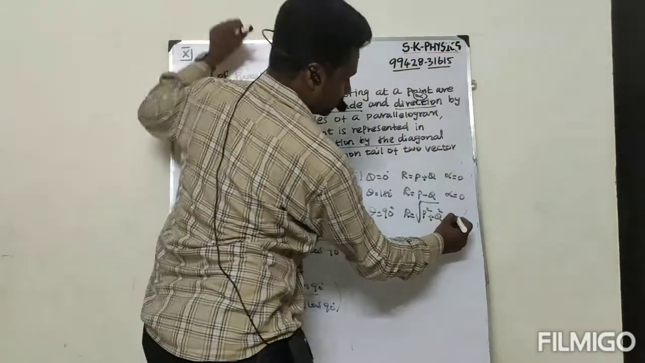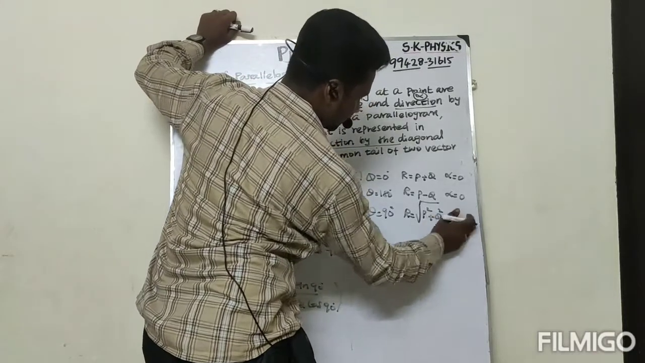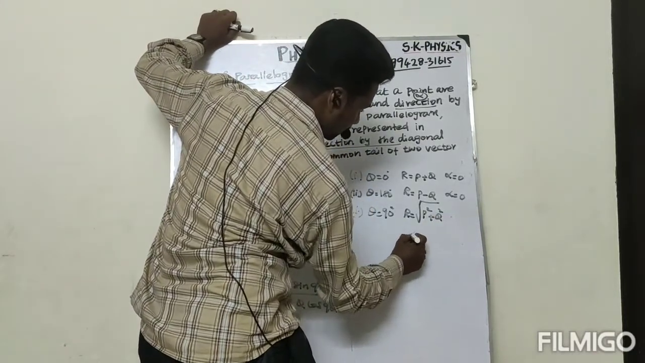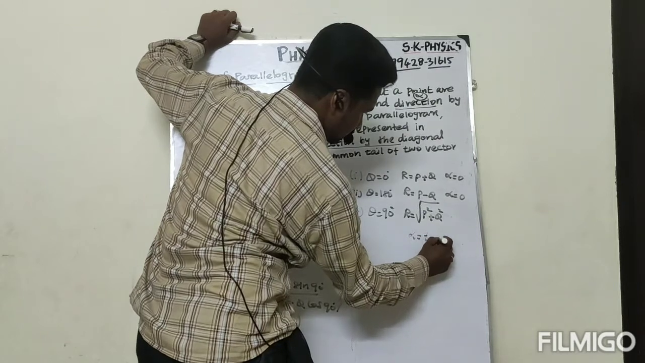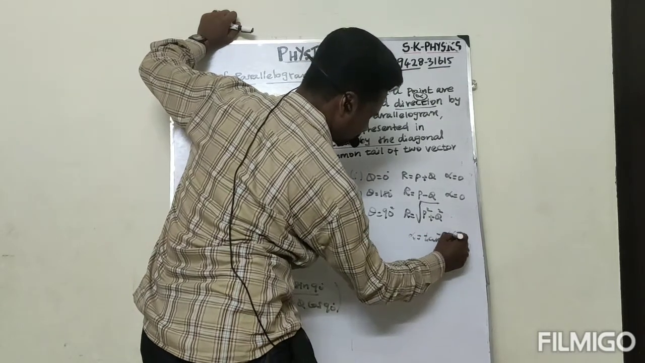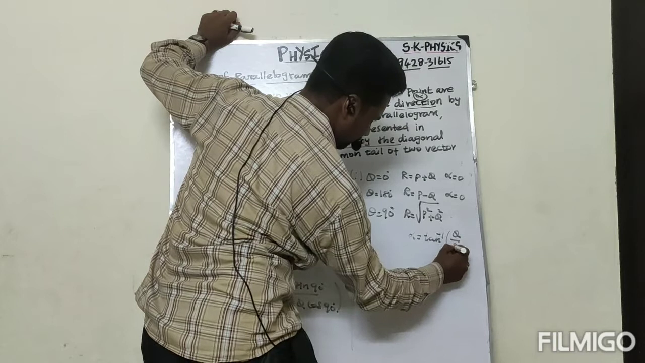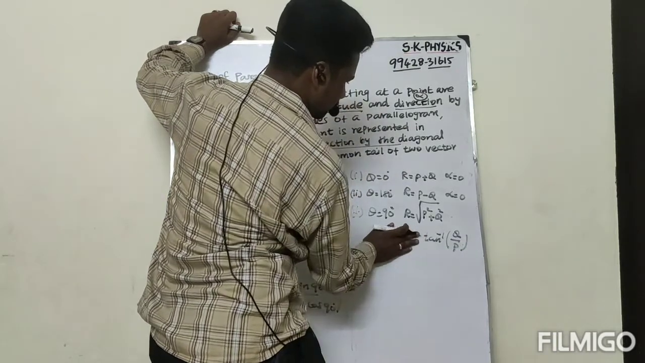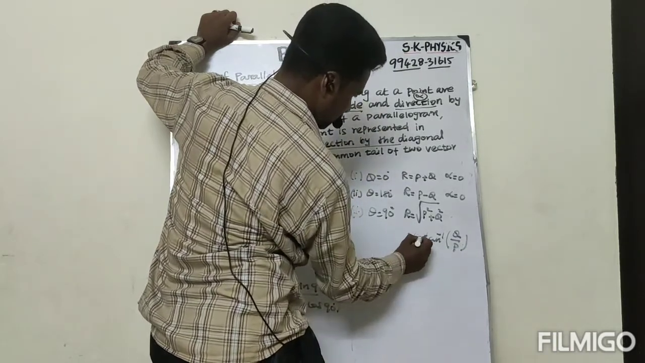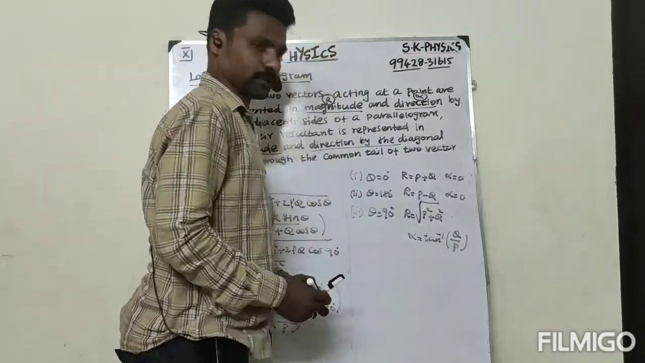So that alpha value I write here. Therefore alpha is equal to tan inverse of Q divided by P.